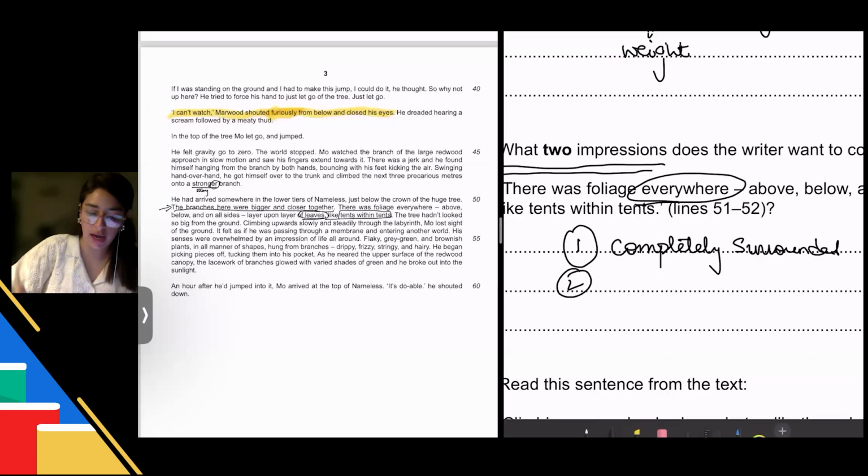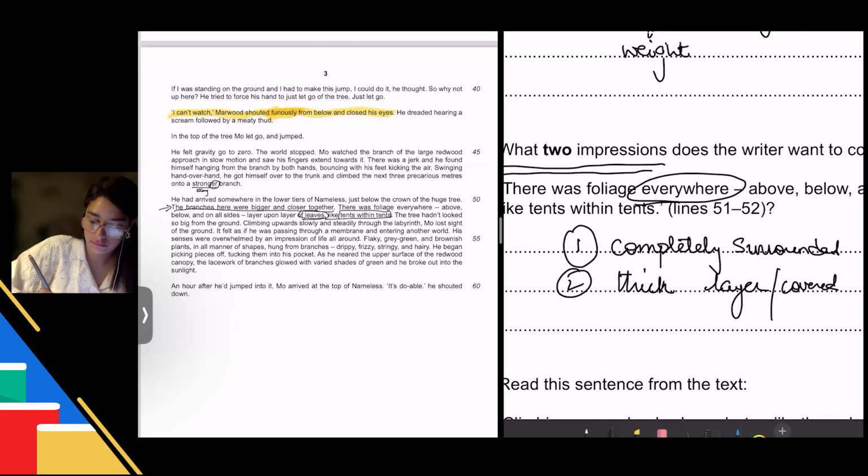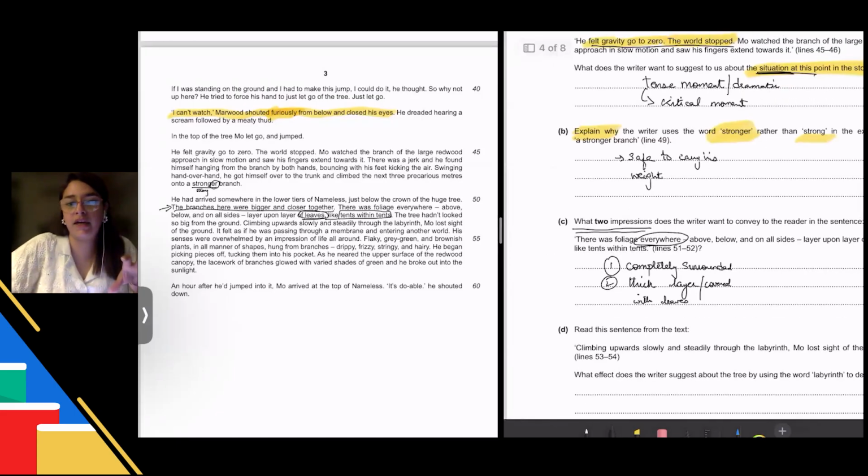My second impression could highlight the idea of how he's not just surrounded by leaves, but he's surrounded by a very, very thick layer, or you could say covered with. So those two impressions within the statement highlight not just the fact that there are leaves everywhere, but number one, surrounding him. Secondly, how the layer of leaves is not just there, but quite obviously there. It's a very thick layer of leaves.